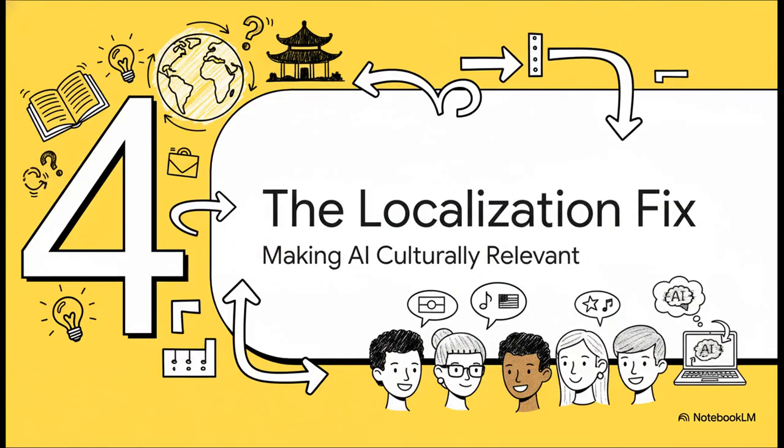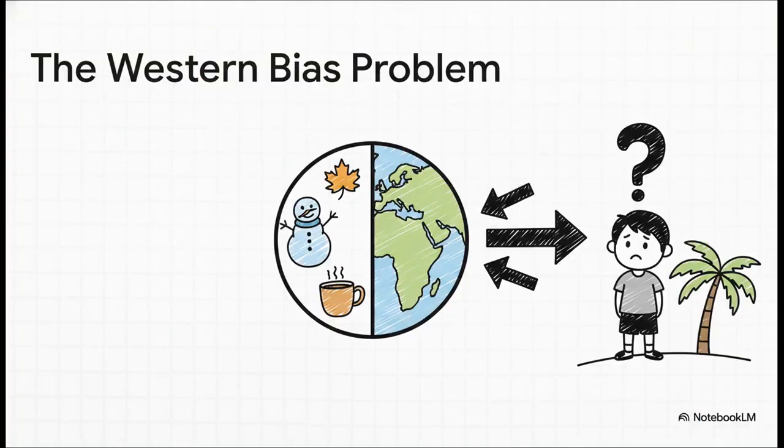Okay, now for what is maybe the most powerful and important skill we're going to talk about today, the localization fix. This one is an absolute game changer, especially if you're an ESL teacher in Asia or working with any group of students from a non-Western background. So here's the deal. These big AI models were trained on a ton of data from the internet, which is mostly Western. That means they have a built-in Western bias.